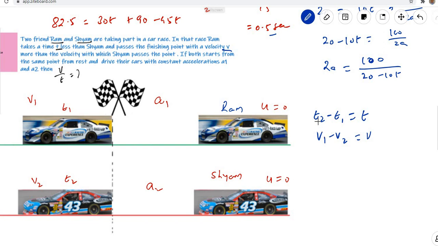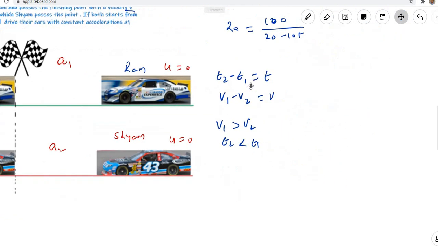The time taken by Ram is less than the time taken by Sham. So the difference of these two times is t, that means Sham is taking more time when compared to Ram. And velocity, so from this it is very clear that v1 will be greater than v2. So as v1 is greater than v2, obviously time t1 will be less than t2. Now what we need to do is find out this v by t value.